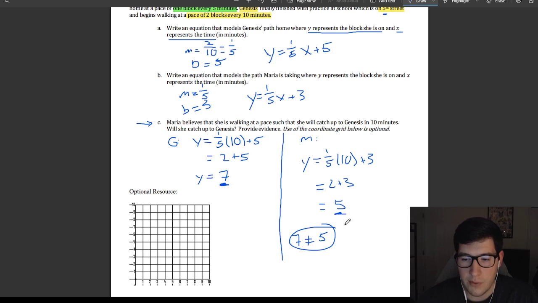And so, hopefully while looking at this, one of the things that we realize is our slopes here. If we take a look, both of them are walking at the same rate, right? They're both walking 1 block every 5 minutes. For Genesis, it's named ever so slightly different, where it's 2 blocks every 10 minutes. But we know that we can reduce that fraction down, and it's the same speed as 1 block every 5 minutes. So these two are walking at the same exact rate, but they're starting at different points.